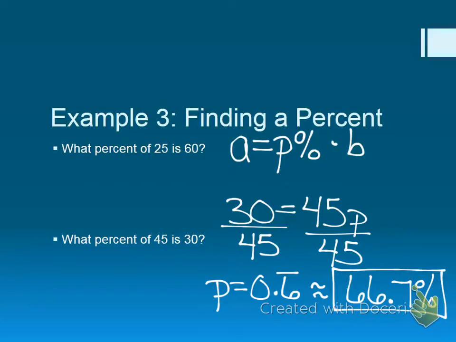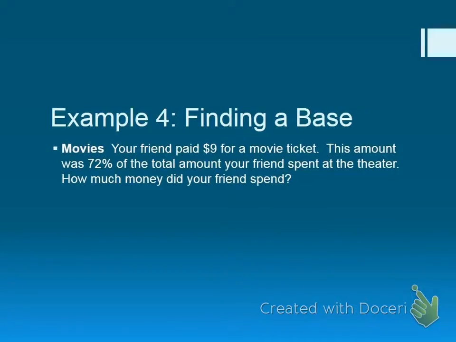Okay, any questions? All right, so now moving on to example 4. In example 4, we're now finding the base. It says your friend paid $9 for a movie ticket, and this amount was 72% of the total amount they spent at the theater. How much did your friend spend? All right, so again, I know that 72 is my percentage, but what is $9? Is it the part or is it the total? It's the part. It's not the total amount that he spent.